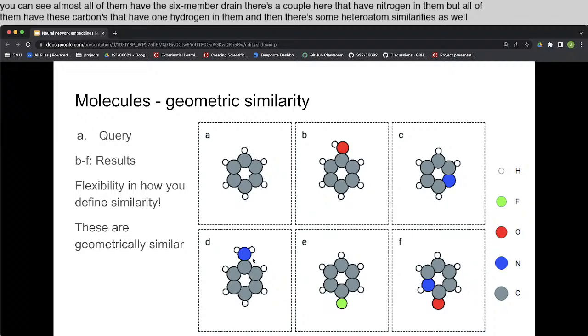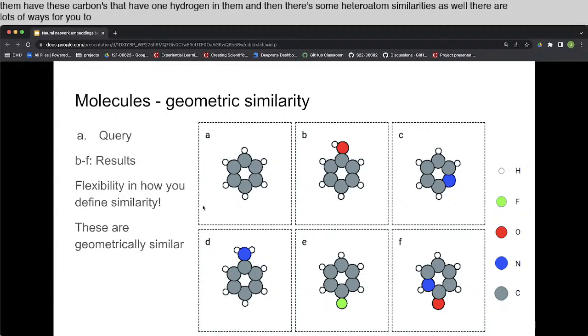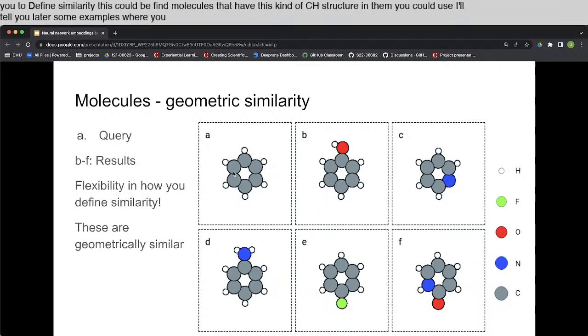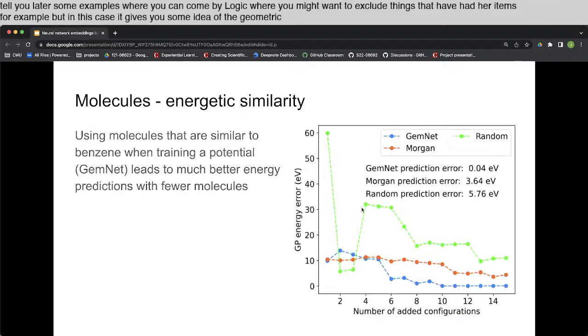There are lots of ways for you to define similarity. This could be find molecules that have this kind of CH structure in them. I'll show you later some examples where you can combine logic, where you might want to exclude things that have heteroatoms, for example. But in this case, it gives you some idea of the geometric similarity.